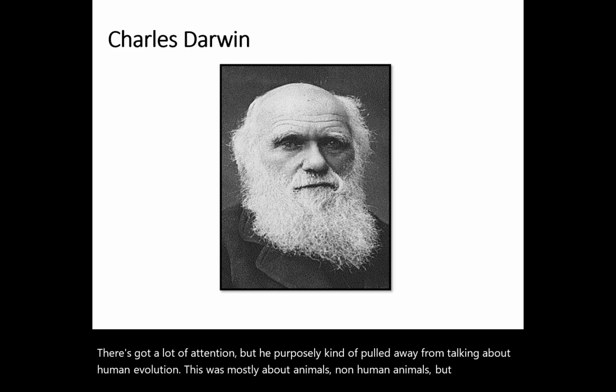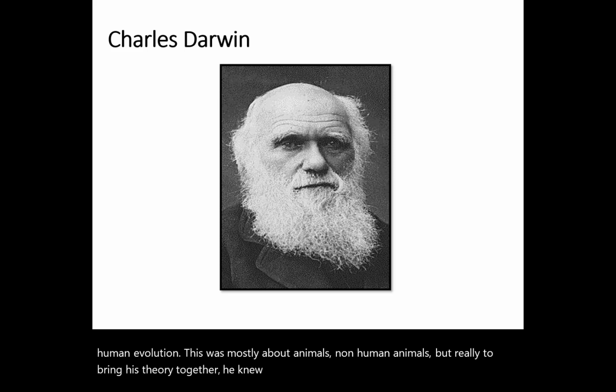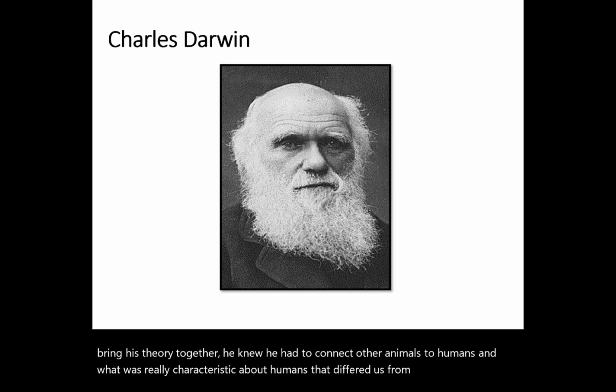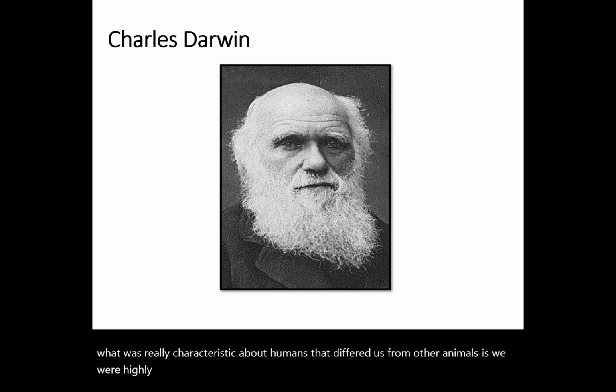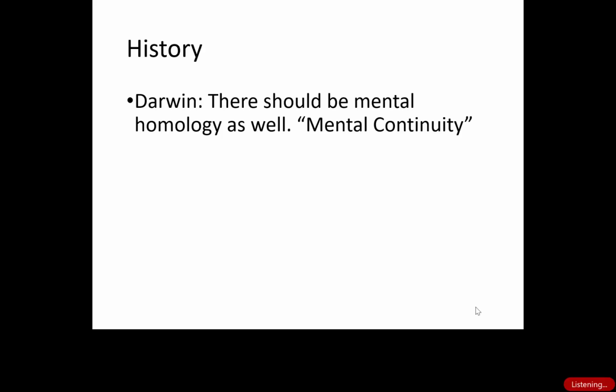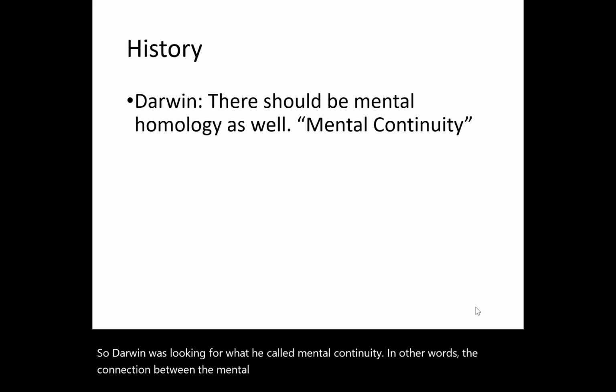But really, to bring his theory together, he knew he had to connect other animals to humans. And what was really characteristic about humans that differed us from other animals is we were highly intelligent. So he was starting to think about the connection in intelligence between humans and non-human animals. So Darwin was looking for what he called mental continuity. In other words, the connection between the mental abilities of humans, our ability to reason and think and solve problems, with that of non-human animals, to show that relationship.